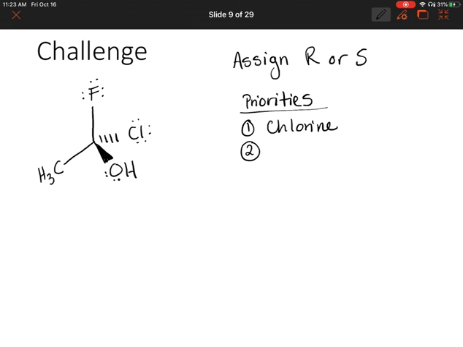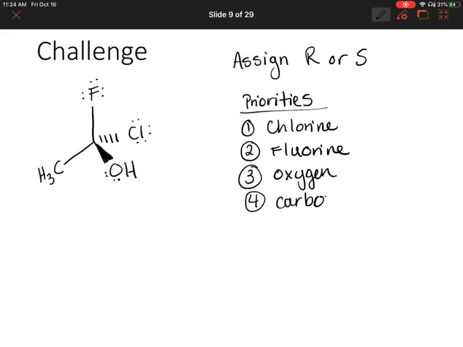What has the second highest mass? Fluorine, oxygen, or carbon? Fluorine. All right, what comes next? Oxygen or carbon? Oxygen. And last but not least is carbon. All right, so let's write our assignments next to each group.